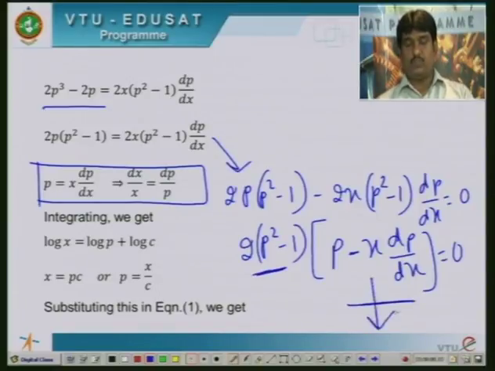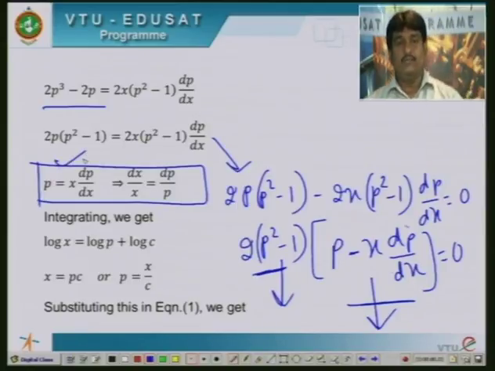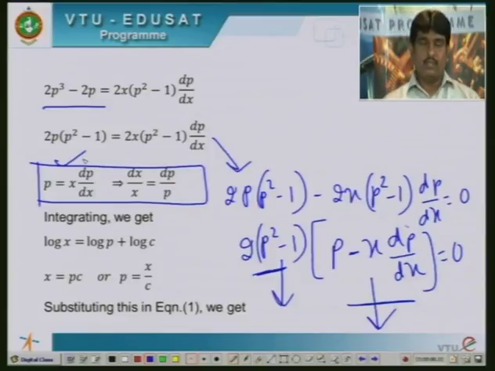If I equate this to 0, I will get the general solution, and the other factor leads to the singular solution. Now, equate p minus x into dp by dx equal to 0. If we equate this to 0, we get p as x into dp by dx. You solve this by separating the variables, dx by x.